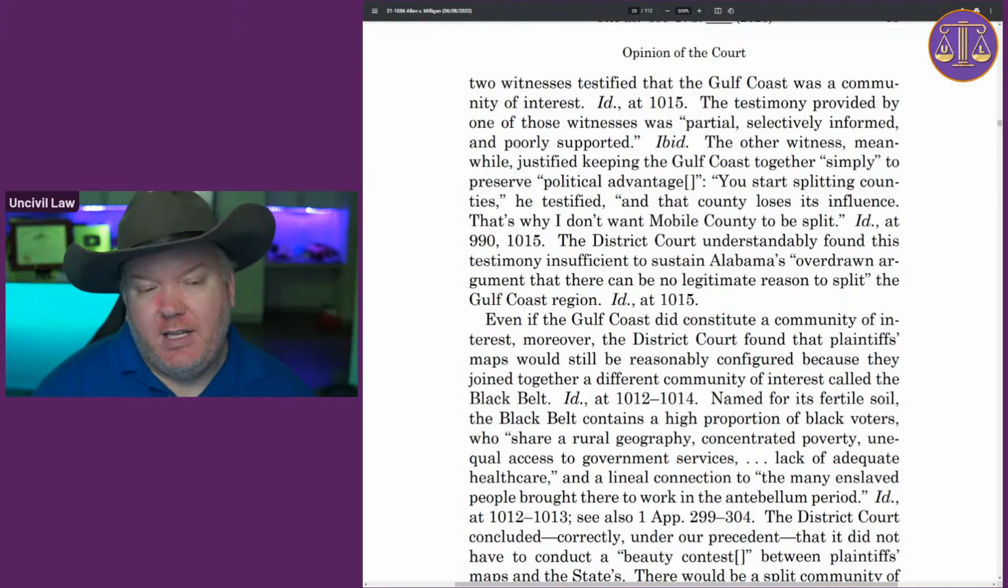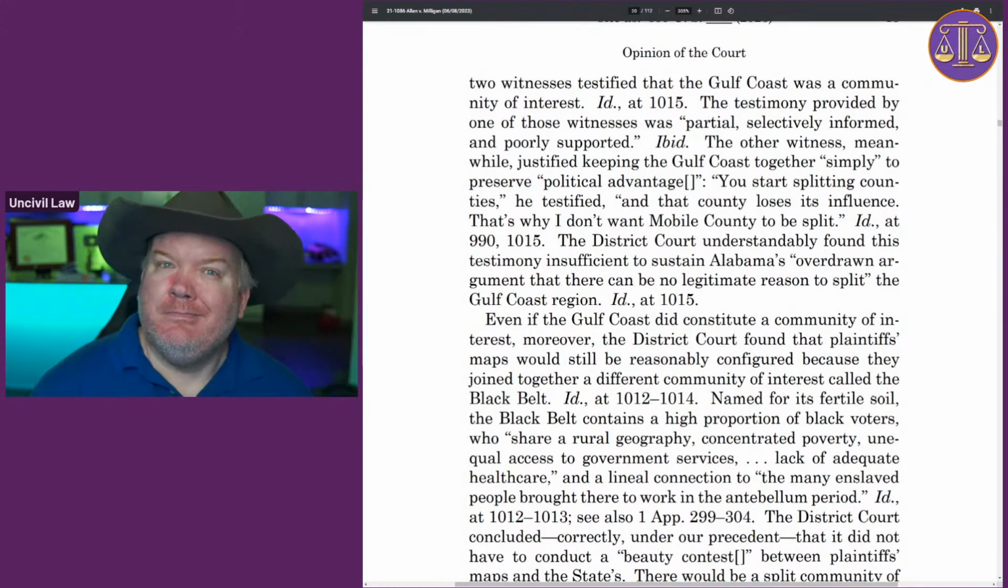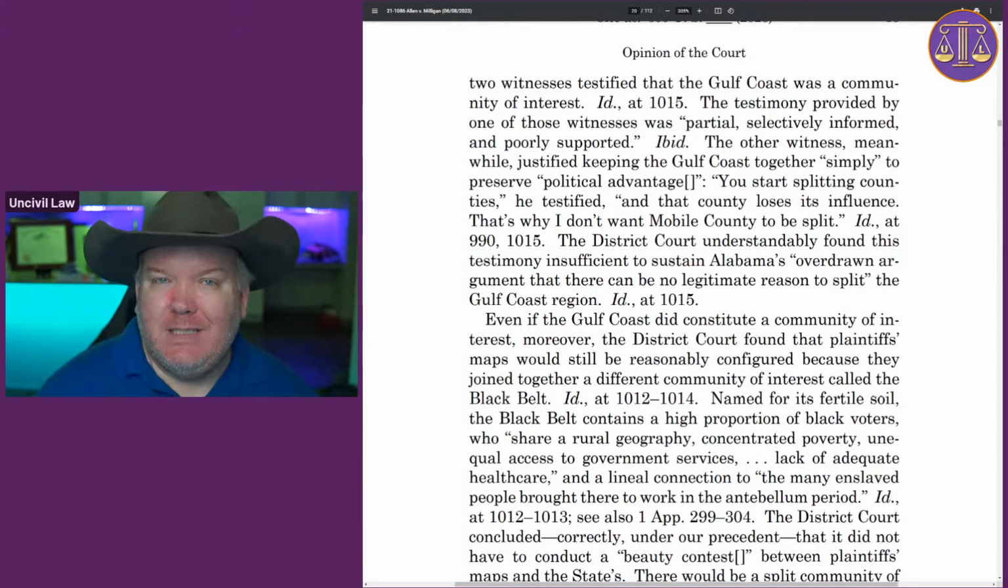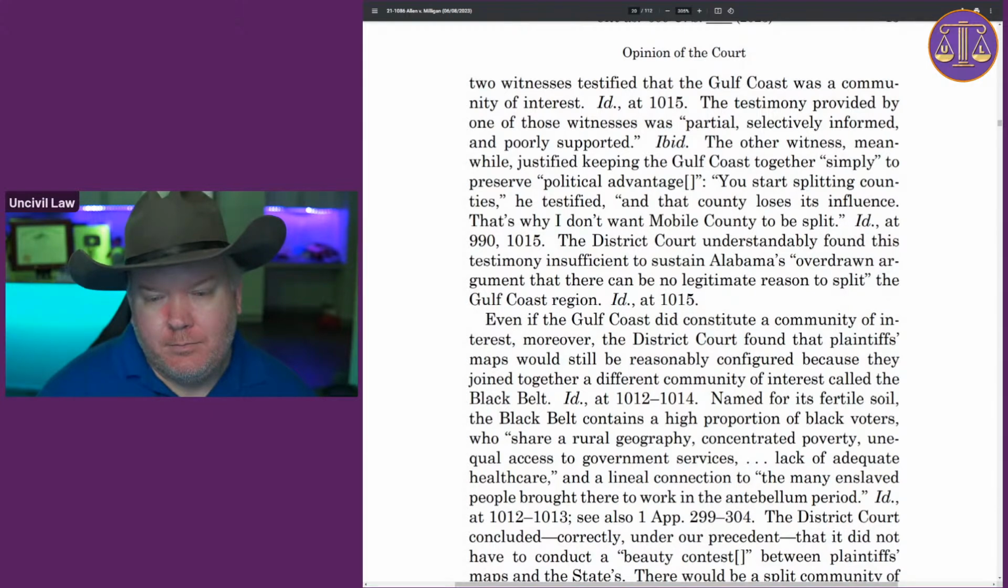You start splitting the counties, and the county loses its influence. That's why I don't want Mobile County to be split. The district court understandably found this testimony insufficient to sustain Alabama's overdrawn argument there can be no legitimate reason to split the Gulf Coast region. Yeah, that doesn't sound very persuasive to me the way it's being recited. I have to agree.